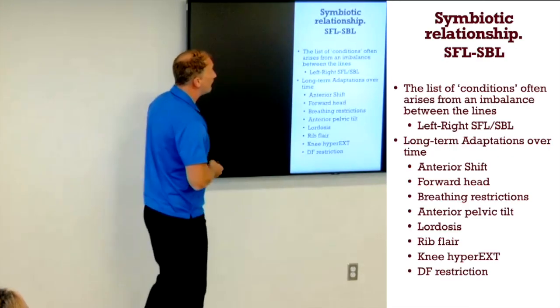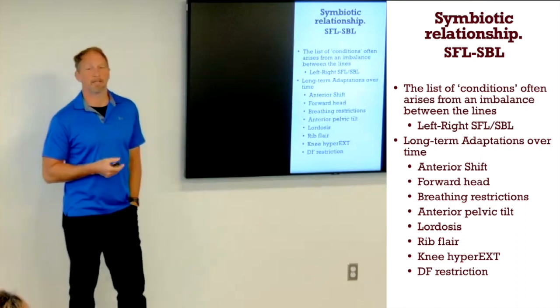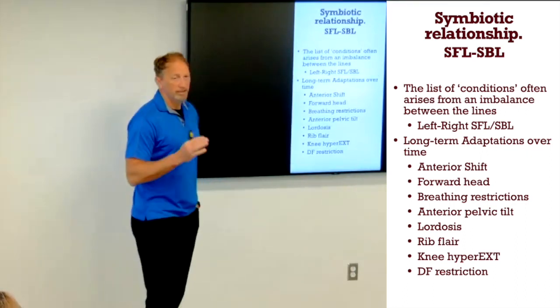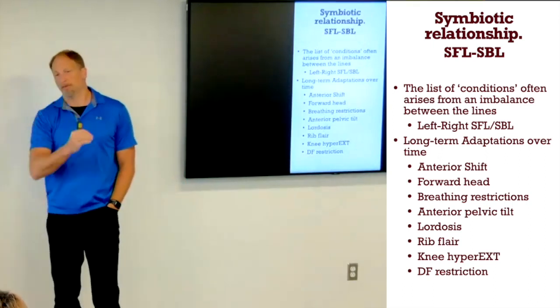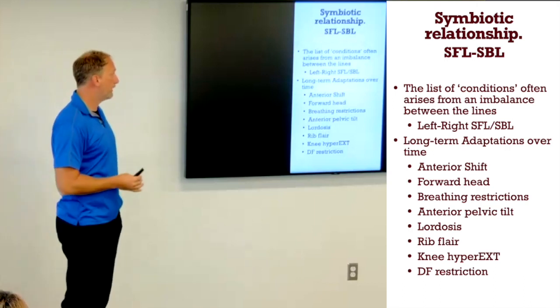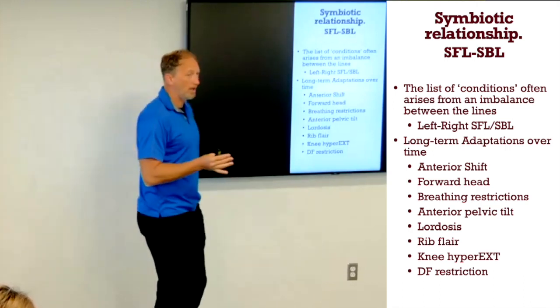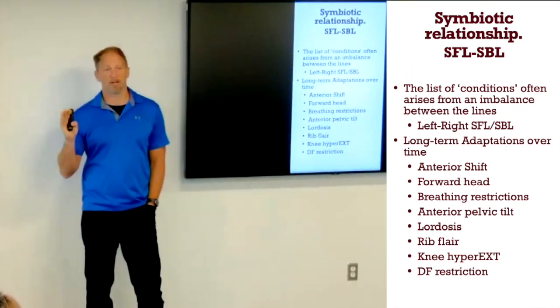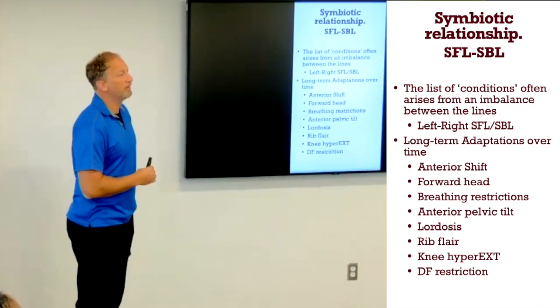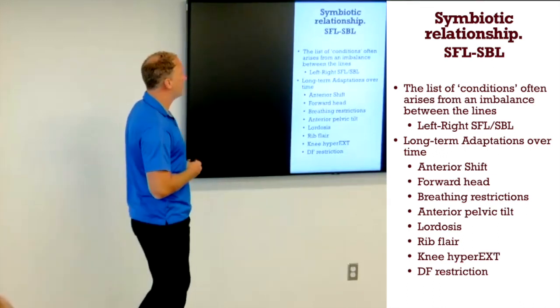Thing to keep in mind, we have to have that symbiotic relationship between the superficial back line and superficial front line. You look at that list of conditions that go along with the superficial back line, you look at that list of conditions that go along with the superficial front line, and what those lists represent is just an imbalance between the two fascial lines. Too much tension in one line, not enough tension in the other.